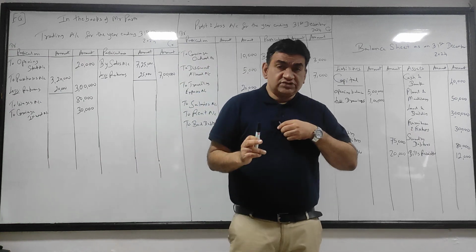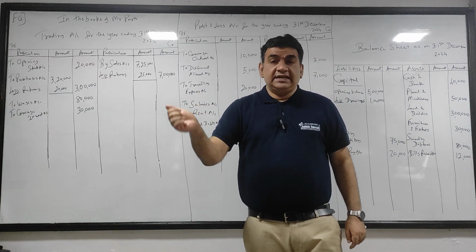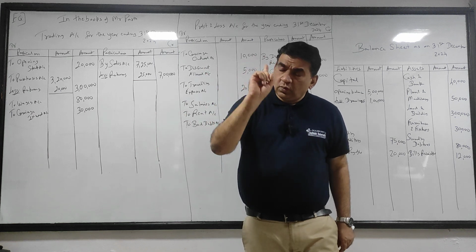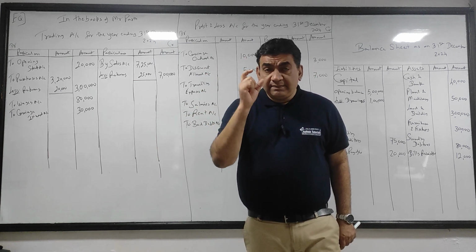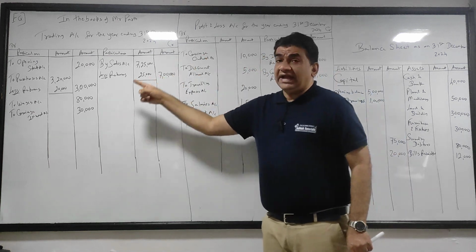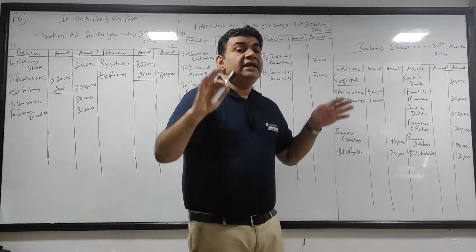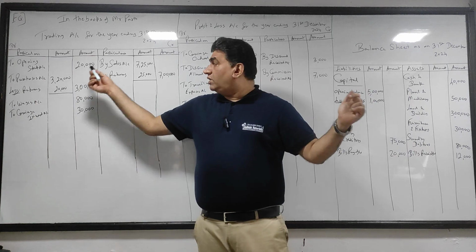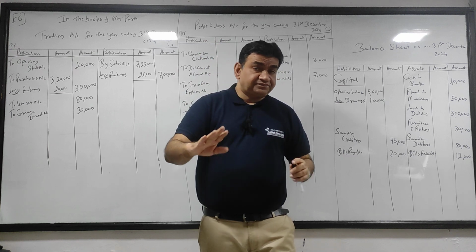Now when I say adjustments, adjustments are of two types: one, dependent adjustment, and second, independent. What is the difference? Dependent means that because of the adjustment, any of the items either in trading account, profit and loss or balance sheet gets affected and the amount changes. You have to add it to a particular item or reduce it. That is dependent.